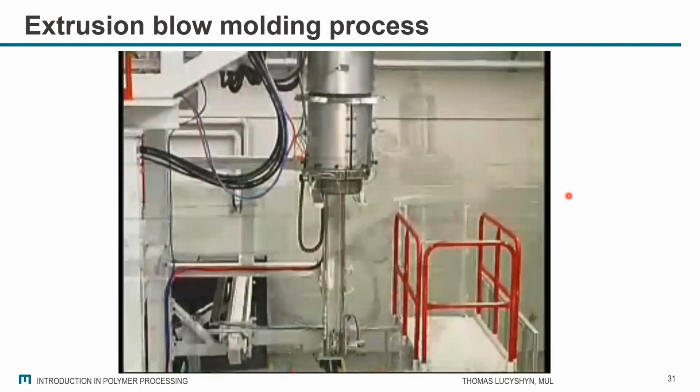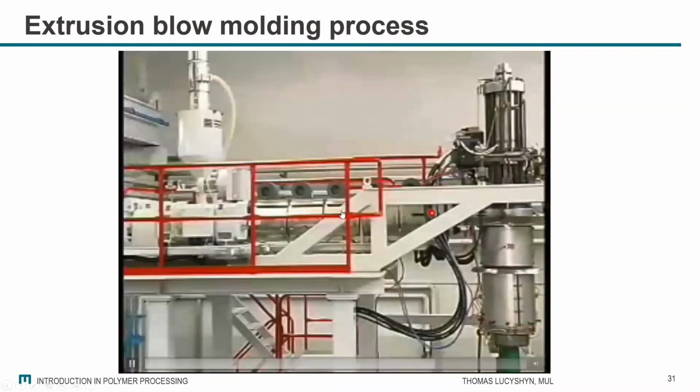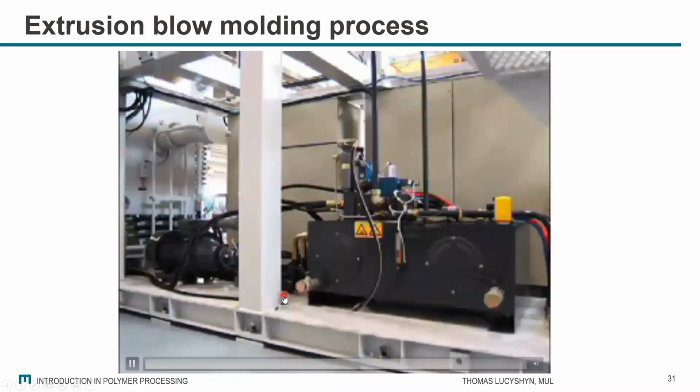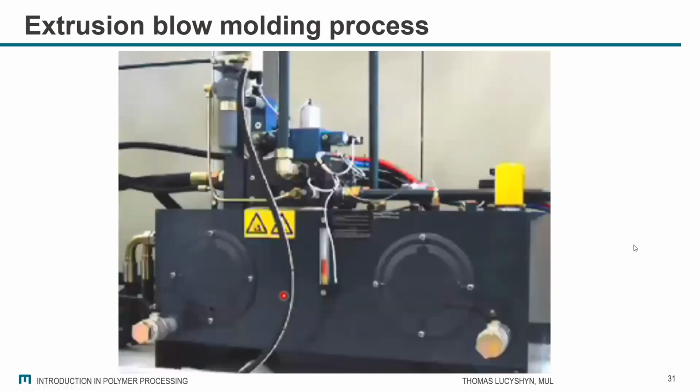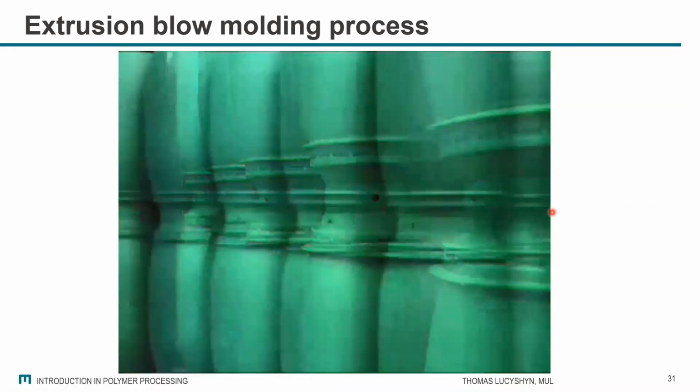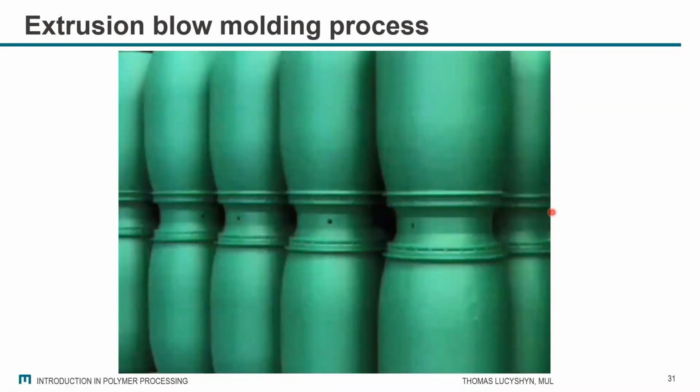Okay, that's showing the extruder here, the hopper, the barrel with the cylinders, and the drive. And that's the parts, so really huge containers produced in one process step.